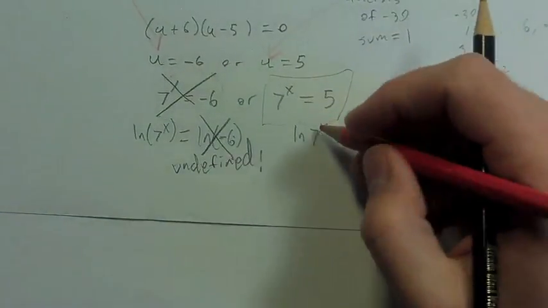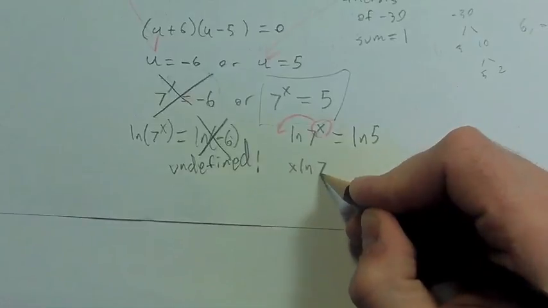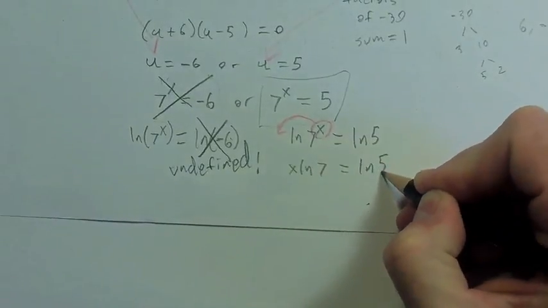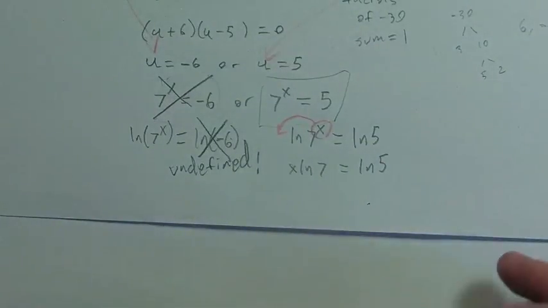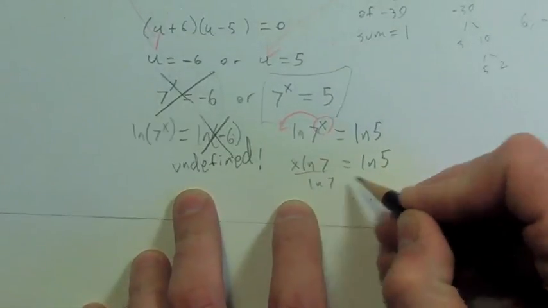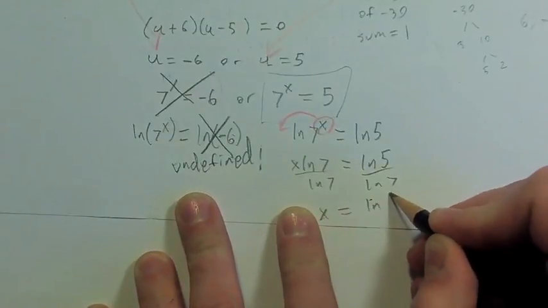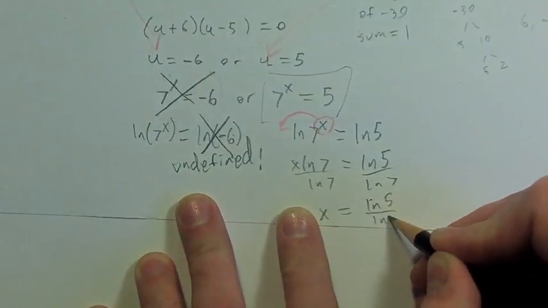Moving that x outside, we'll get x times the natural log of 7 is equal to the natural log of 5. And there we go. Now we can just divide both sides by this ln 7, to get that x is equal to the natural log of 5 over the natural log of 7.